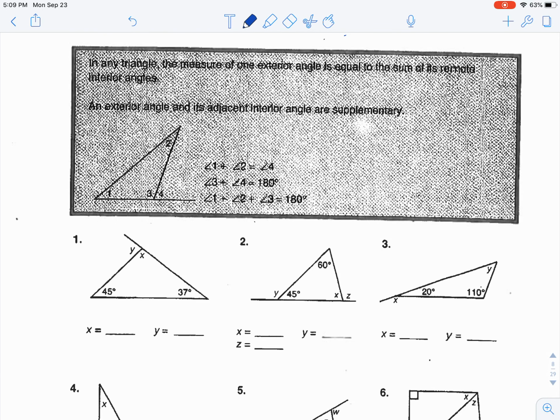So, the last tidbit of information that we have to learn is this. In any triangle, the measure of one exterior angle is equal to the sum of its remote interior angles.